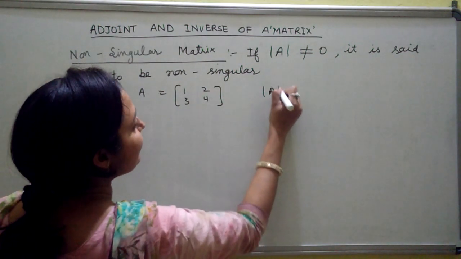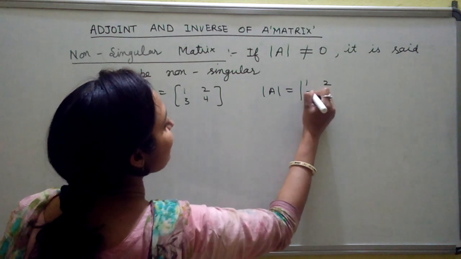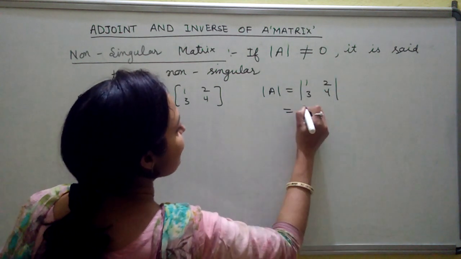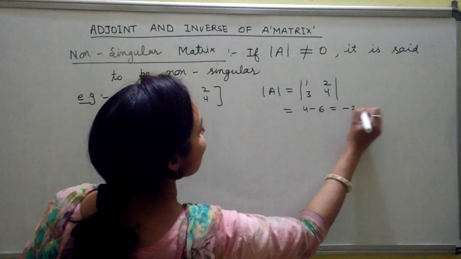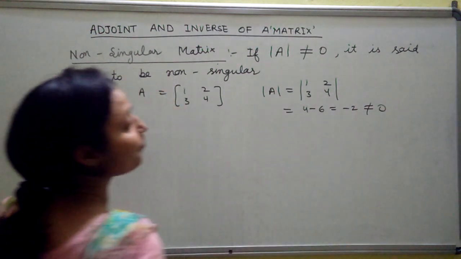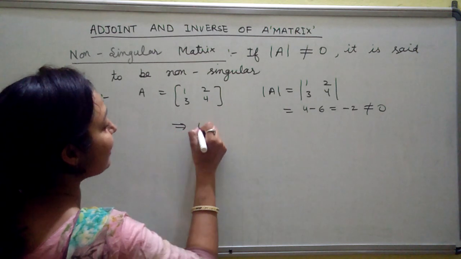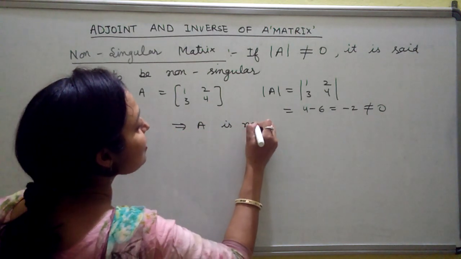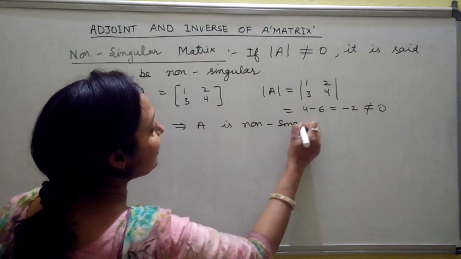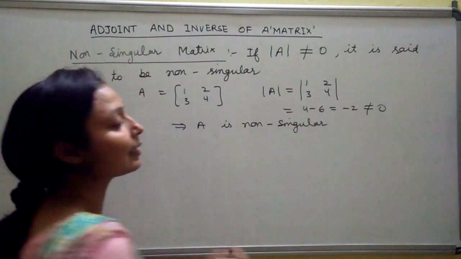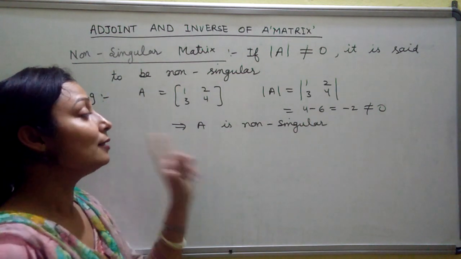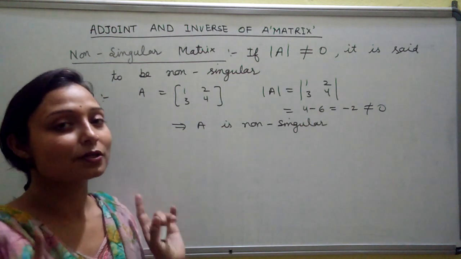We have to find the A determinant, that is 1, 2, 3, 4. That will equal 4 minus 6, that is minus 2, not equal to 0. This implies A is non-singular. Only in that case you have to find the inverse, when the matrix is non-singular.